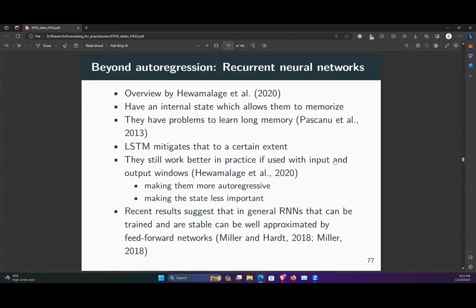But in practice, we also include sliding window techniques like input and output windows, because that helps ease the process of auto-regression for neural networks. So you make the state less important, but focus more on the recent history by using those windows.